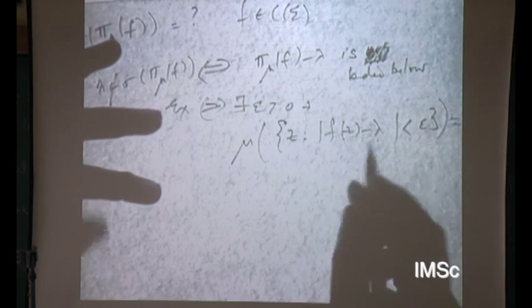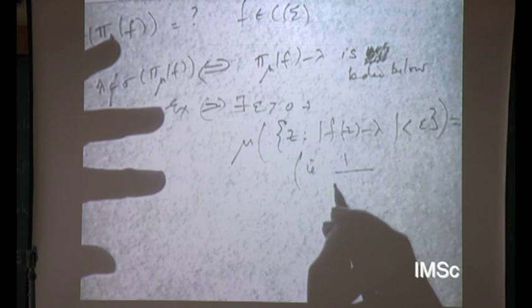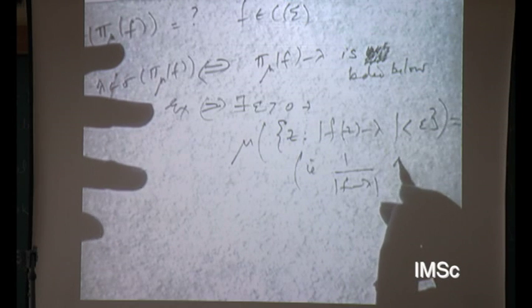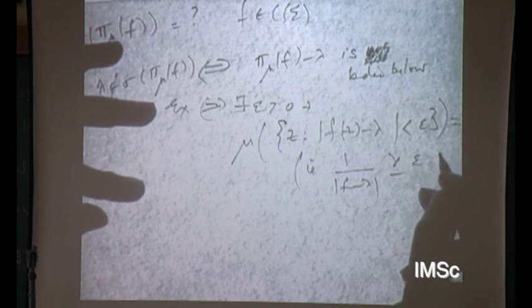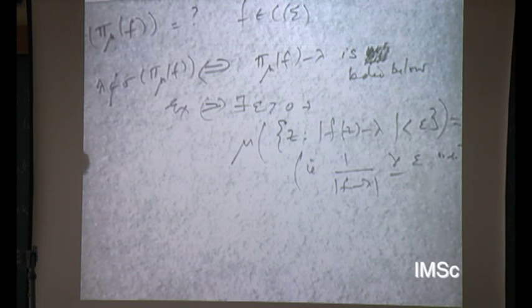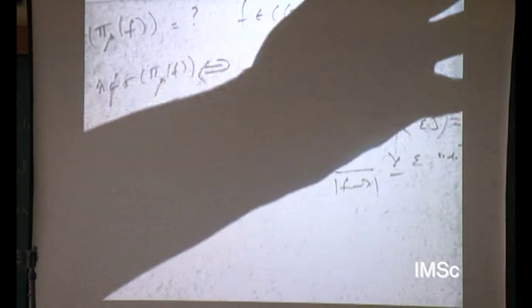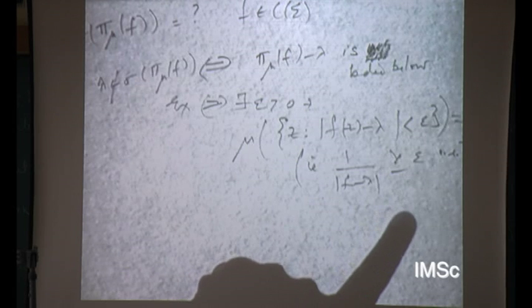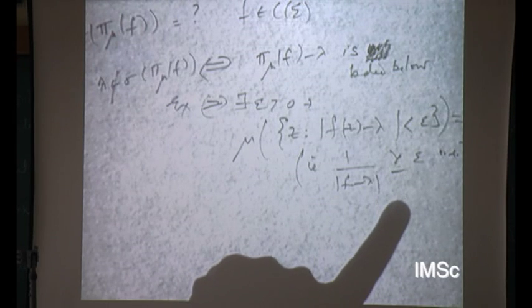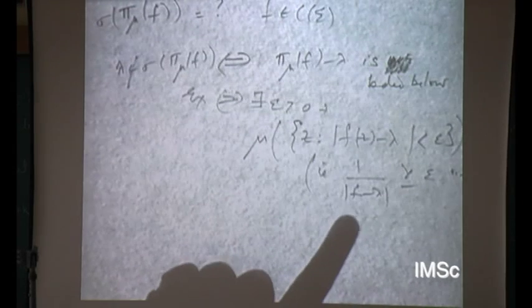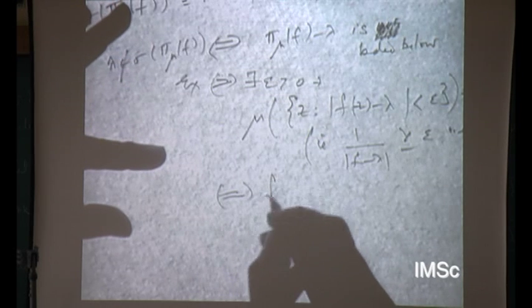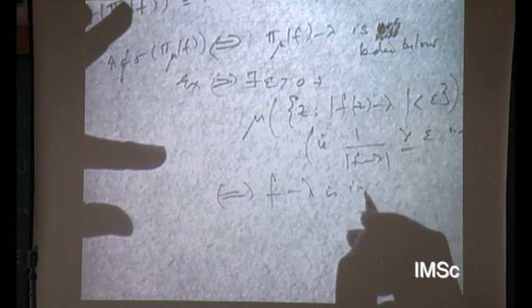That means that this really amounts to saying that 1 over f minus lambda is greater than or equal to epsilon almost everywhere. The measure where mod f minus lambda is less than epsilon is 0. That means where 1 over mod f minus lambda is greater than or equal to epsilon must be everything. That means f minus lambda is invertible in L infinity. Right? If and only if f minus lambda is invertible in L infinity.